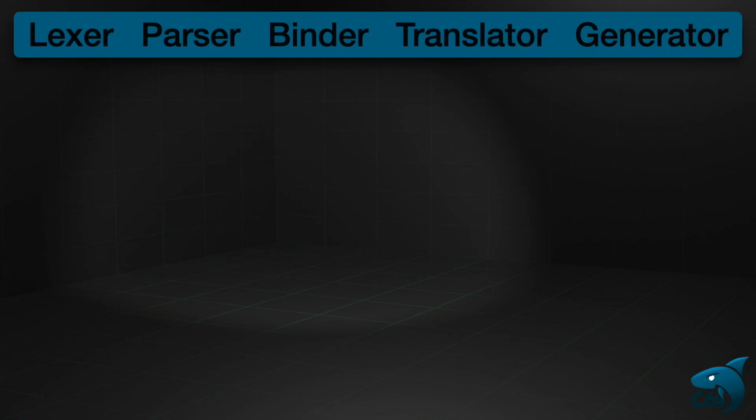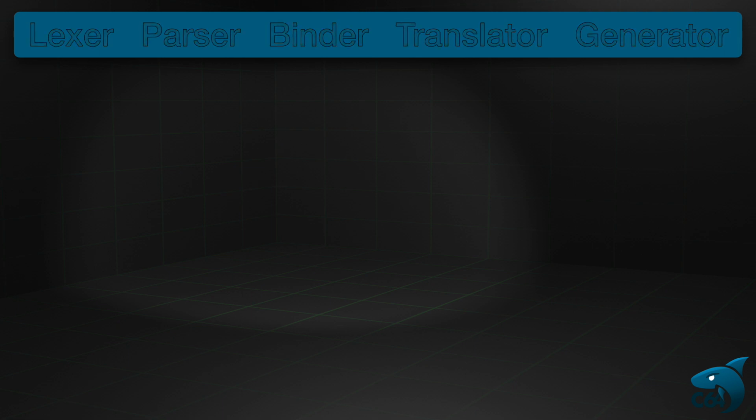So sharkC64 is a multipass compiler. It doesn't generate bytecode directly from the source code. Instead, it takes the source code and refines it in a stepwise manner to a bytecode. So let's see how that works. This is the processing chain for the compiler. It has 5 steps: a lexer, a parser, a binder, a translator, and a generator.